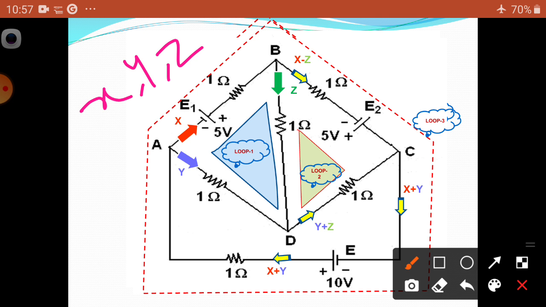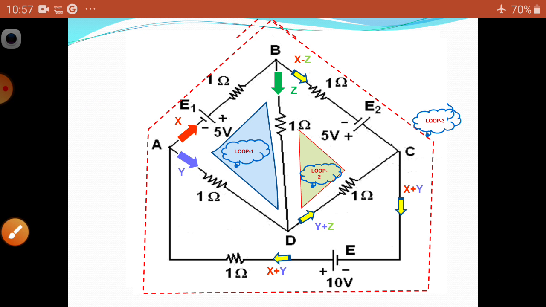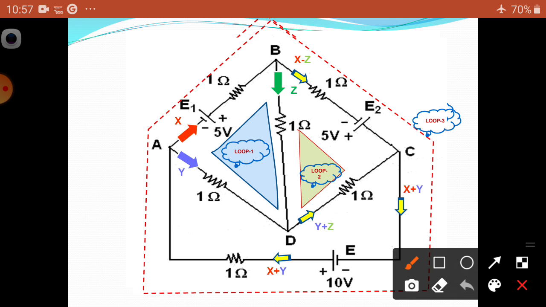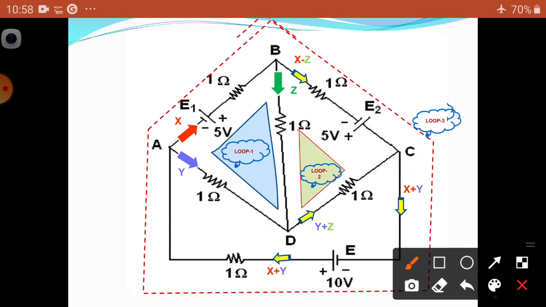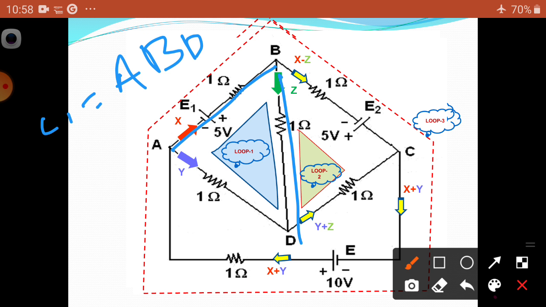Okay. So, what are the equations you are going to write? Now, you can write the equations. Already you know these basics. Now, the first equation is for a closed loop, loop 1, L1, that is equal to A, B, D, A. So, A, B, D, A is the first loop.